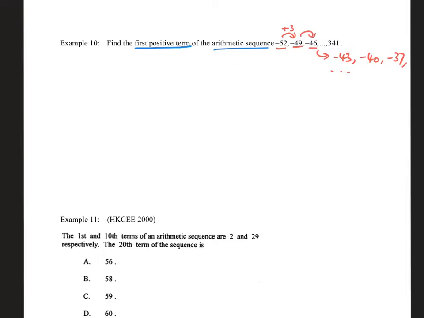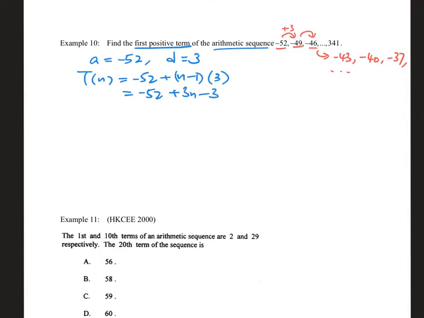Yes, correct, but can we use the general term to solve the question? So that's why we will begin by writing the first term as well as the common difference first, because they are the core values in order to find the general term of an arithmetic sequence. So Tn will be minus 52 plus n minus 1 times d, which is minus 52 plus 3n minus 3. And lastly it is 3n minus 55.